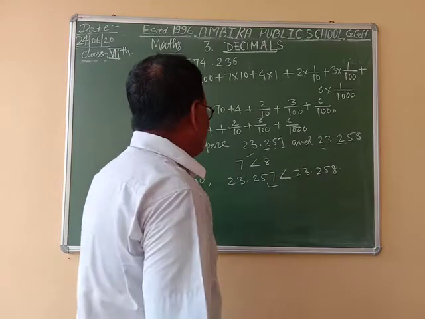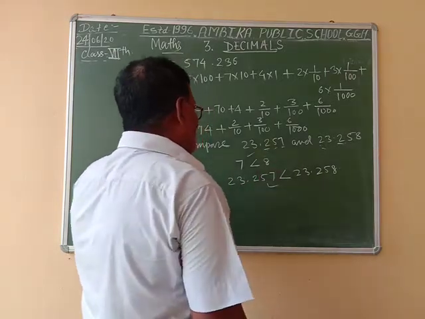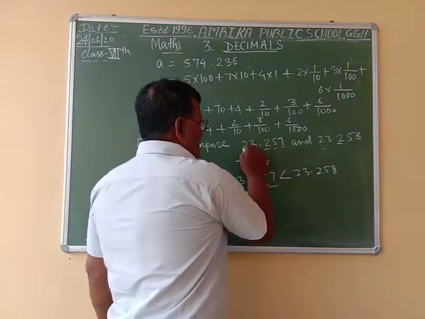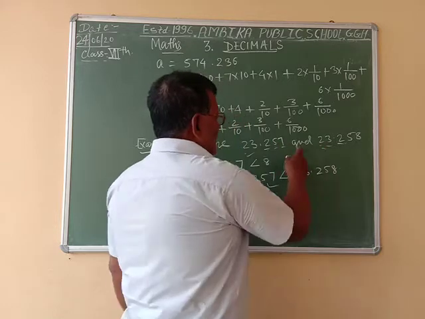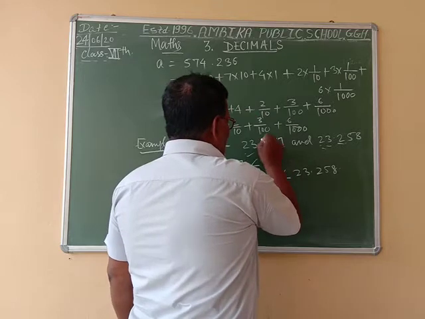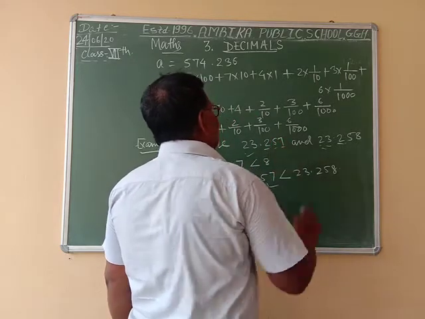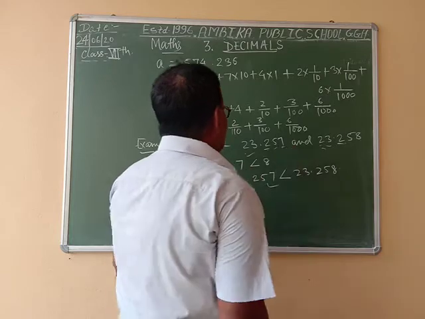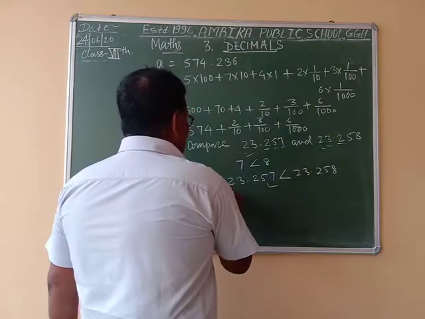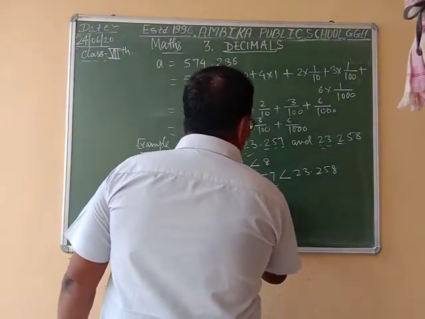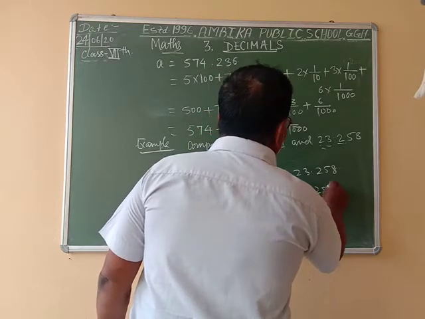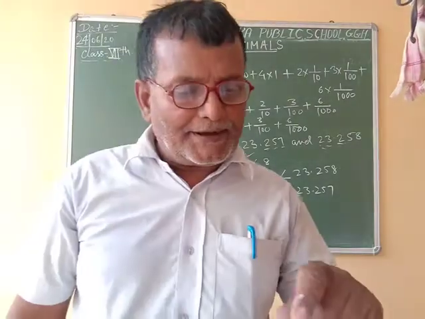If you have to compare given decimal numbers, which is greater or smaller, then at first we compare the integral part, and after that we compare the decimal part. In the decimal part we see that 7 is less than 8. So we can write 23.258 is greater than 23.257. In this way we can compare.